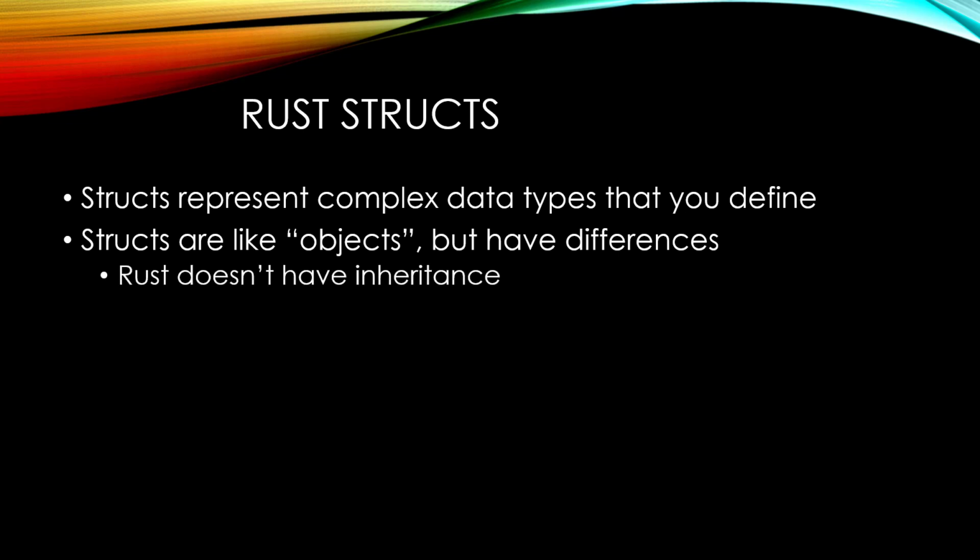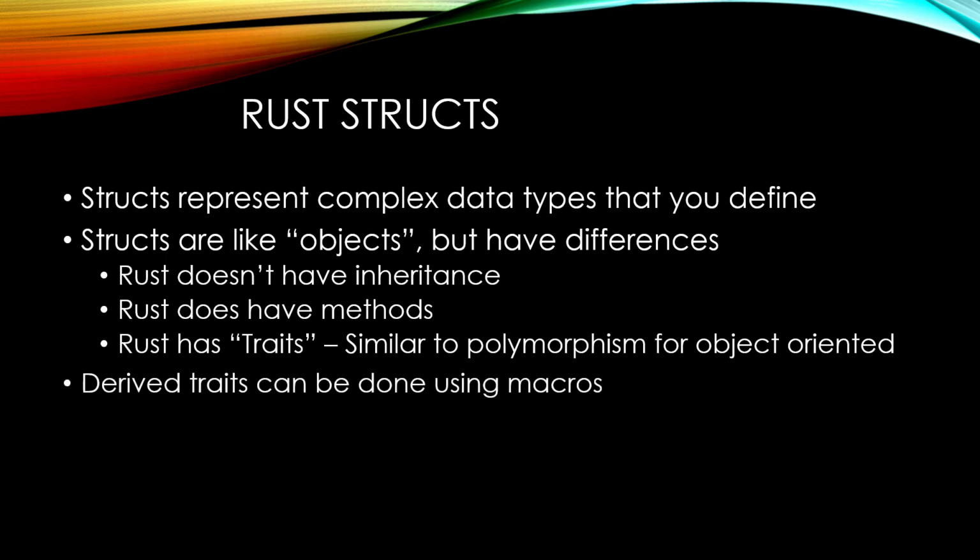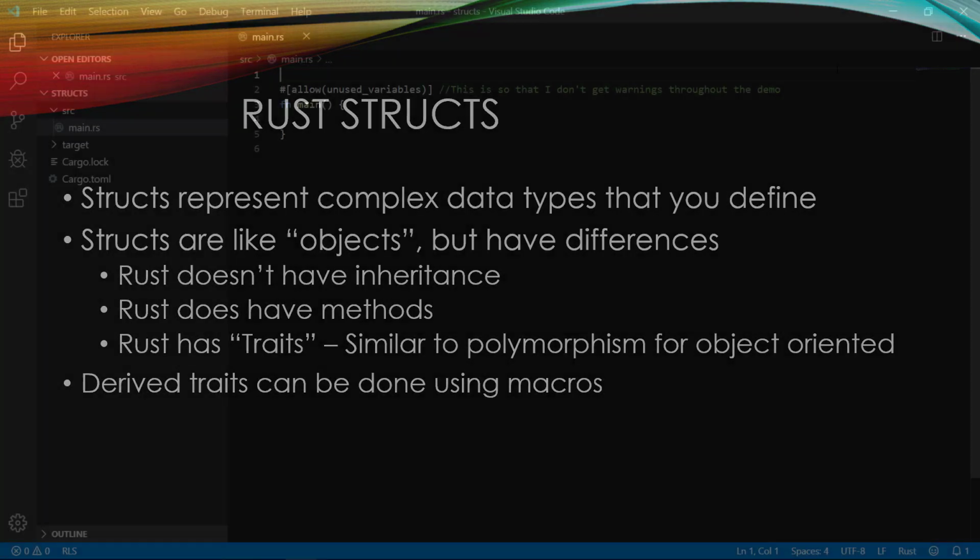For one, there's no inheritance in Rust, but it can have methods. I'll also discuss traits, which is how Rust performs certain abstract behavior similar to what polymorphism does in object-oriented languages. But since there's no inheritance in Rust, it's not quite the same. And lastly, we'll discuss how you can use Derive traits using macros. There's a lot to get through, so let's get started.